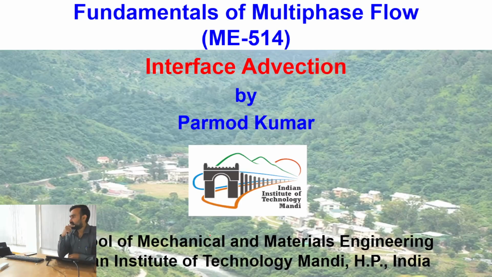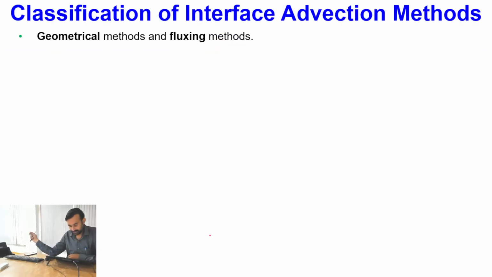That's why today we will study the basic idea of interface advection when we have reconstructed the line using piecewise linear interface calculation. Typically, interface advection methods are classified into two categories. One class of methods is based on the geometry of the interface; these are called geometrical methods, and the other is called fluxing methods. So what is the difference between the two?